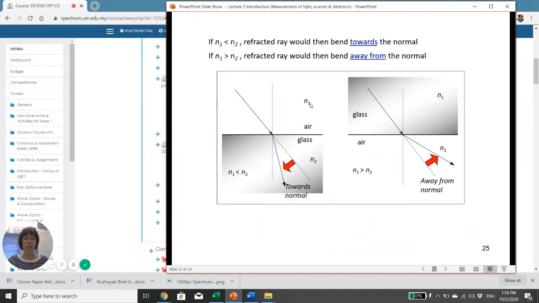If n1 is smaller than n2 and your incident beam is coming from the medium n1, then the bending of the refracted or transmitted ray will be closer to the normal. If the incident beam is coming from a denser medium, then the resulting transmitted ray will bend further away from the normal.